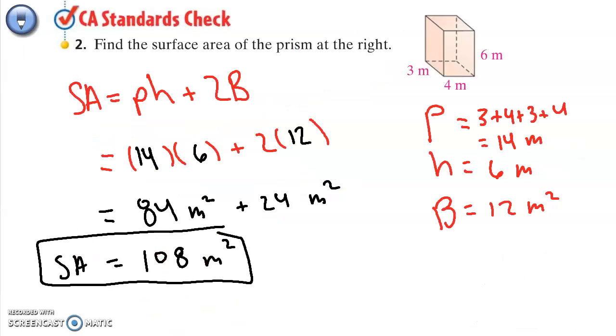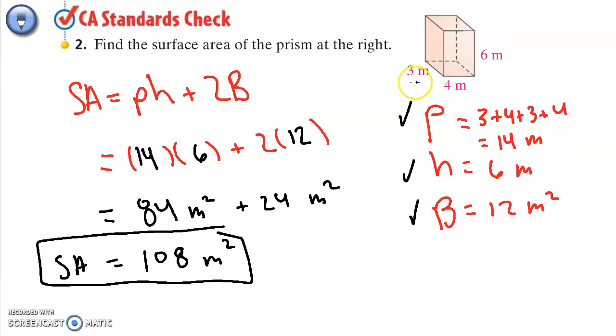If you need to pause the screen just to copy this information into your notes, I understand. But here is all the work for standards check number 2. They asked to find the surface area of the prism at the right. I noticed that this prism is a rectangular prism instead of a triangular prism, so that's nice and easy for us. I found the important information. The perimeter is going to be 3 plus 4 plus 3 plus 4, just to add the distance around the base, and I got 14. I also have the height is 6 meters.